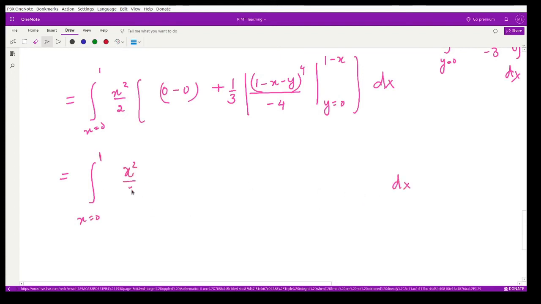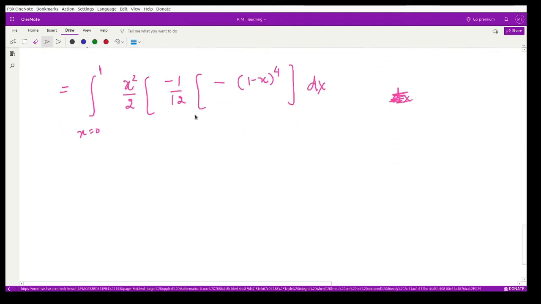We have x square by 2 as such, and then we have minus 1 by 12, and when you substitute this limit 1 minus x, you will have 0, so you substitute the lower limit, so that would be minus of 1 minus x raised to power 4, into dx, right? So this is what you have. Now the next step is this minus and minus becomes plus. So we have 1 by 24 and integration x varying from 0 to 1 x square into 1 minus x to the power 4 dx.